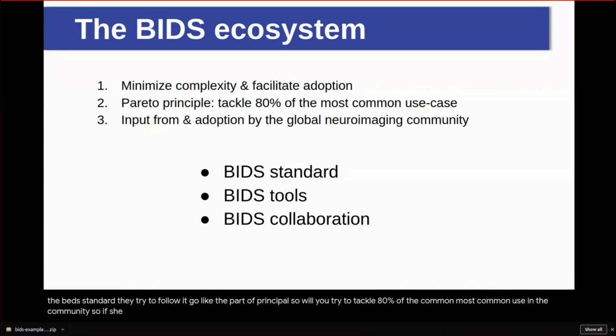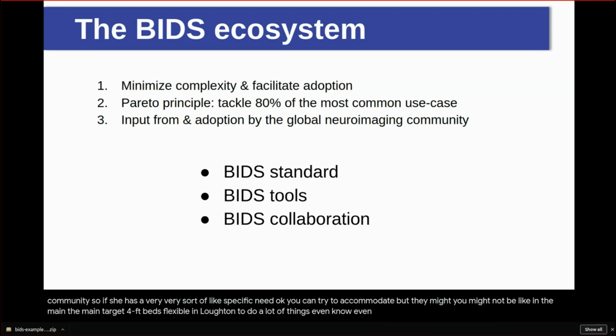So if you have a very, very specific niche need, okay, we can try to accommodate, but you might not be the main target for BIDS. But I just want to mention that BIDS is still fairly flexible and allows you to do a lot of things, even given the constraints given by the standard.